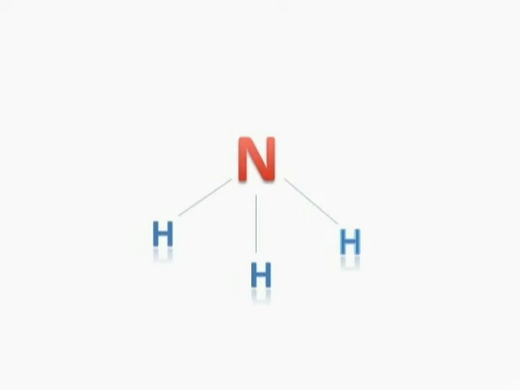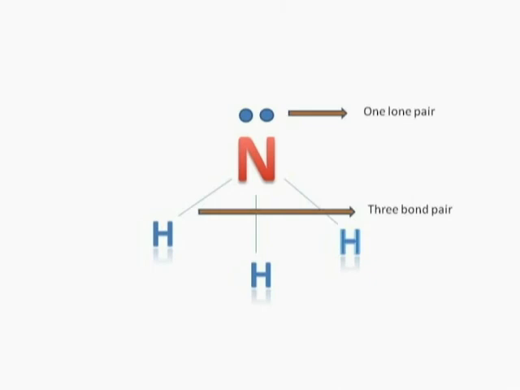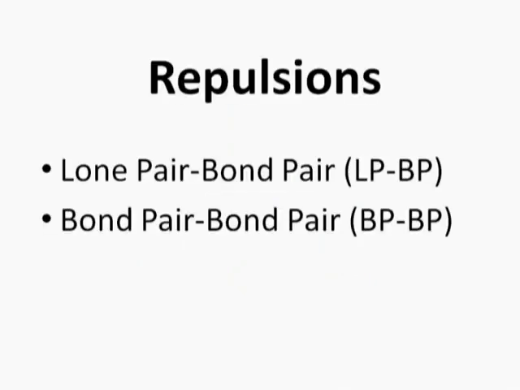And now I'm going to talk about the molecular shape of ammonia. In this molecule, the center atom is nitrogen, which is bonded with three hydrogen atoms. When there are one lone pair and three bond pairs around the central atom, there are two types of repulsions: lone pair-bond pair and bond pair-bond pair.